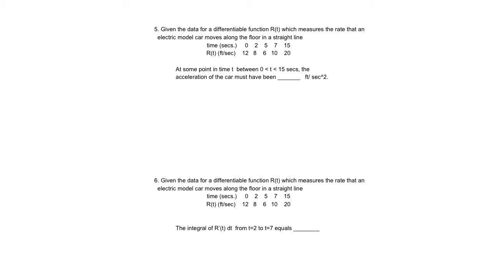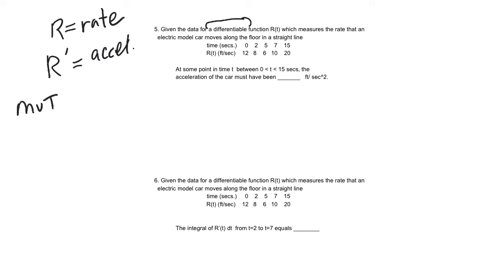In number 5, we know that r is equal to the rate of change of position. So r prime has to be the change in that rate, otherwise known as acceleration. In this problem, we're trying to figure out exactly what the acceleration has to be. Well, we know that this function is differentiable, and therefore it's also continuous, so it has the mean value theorem. And the mean value theorem says that the instantaneous acceleration has to equal the average acceleration at least once in this time window.